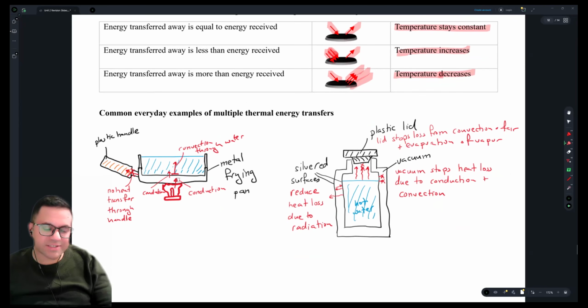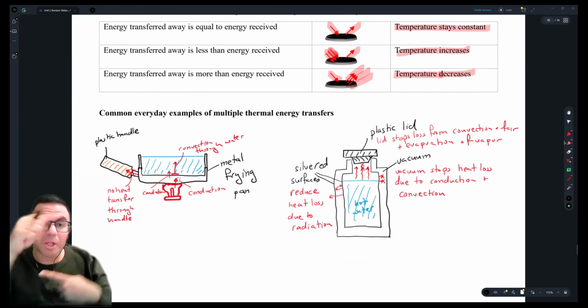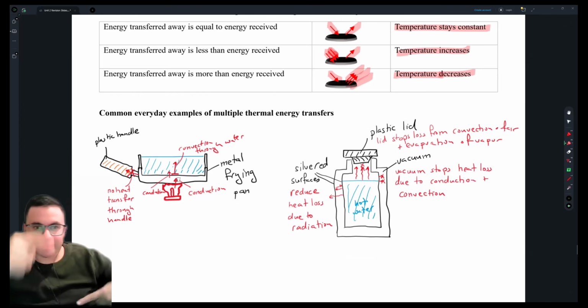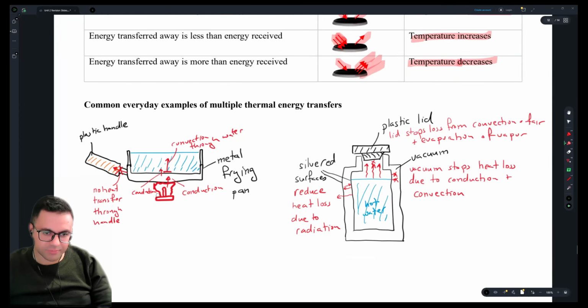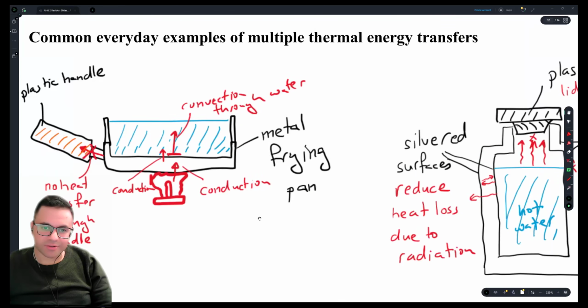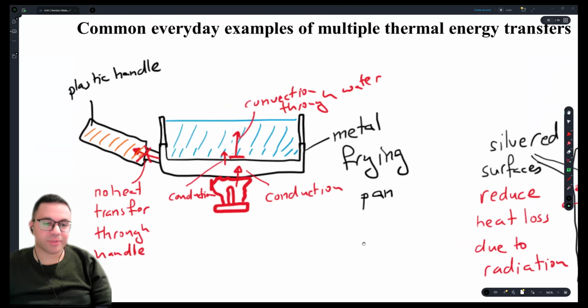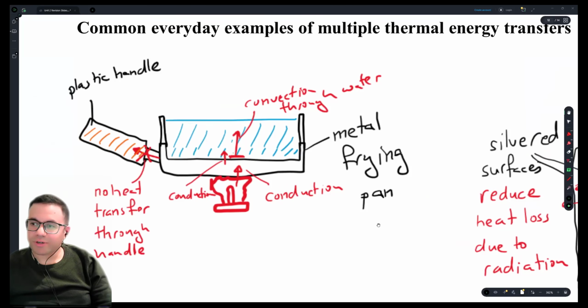Here are a couple of common examples where you have to describe multiple heat transferring processes. Here, for the frying pan, or you have a wok or something. Uncle Roger would be proud if I said wok. What methods of heat transfer are going on here?